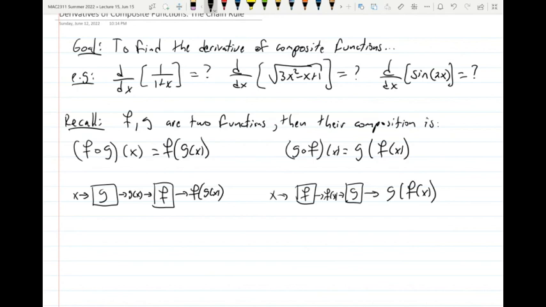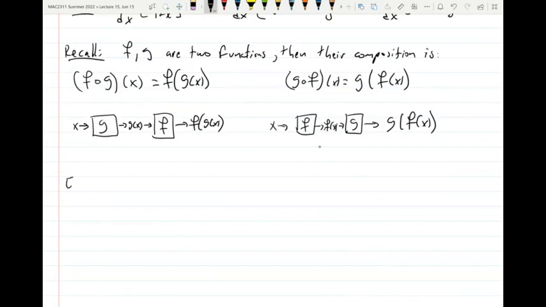Okay? All right, so let me give you the rule, and then before we use the rule, we're going to train ourselves or practice how to decompose functions. To decompose a function means I give you this one, I want you to tell me the f and the g. It's called decomposing a function. Okay?